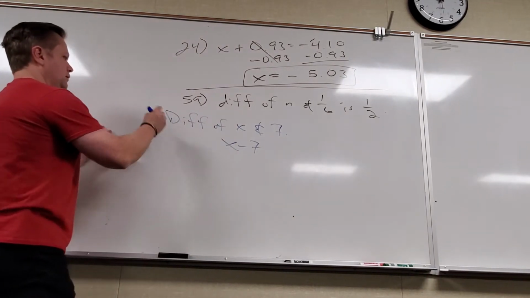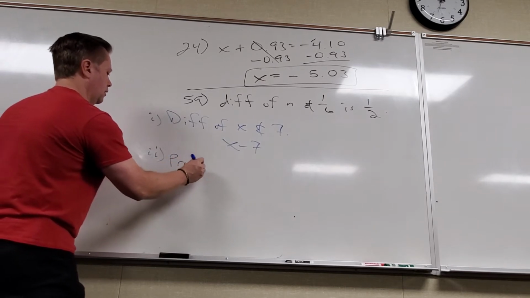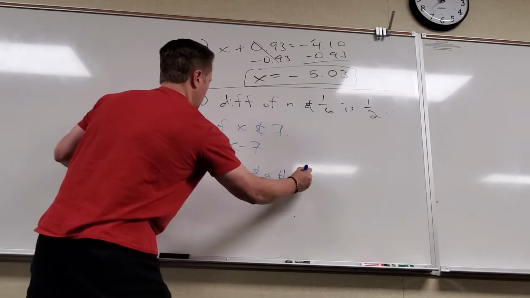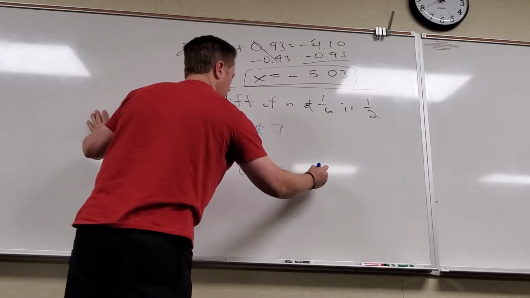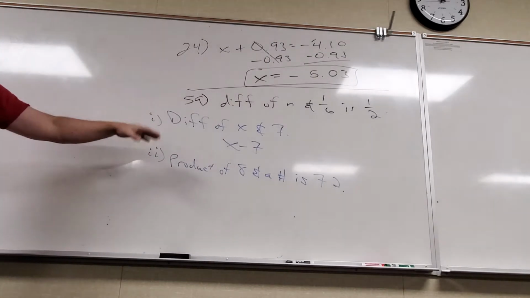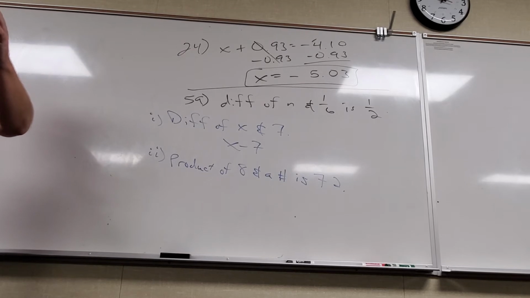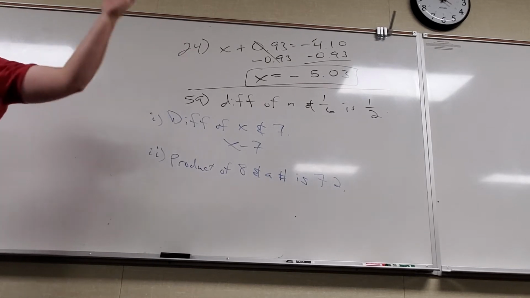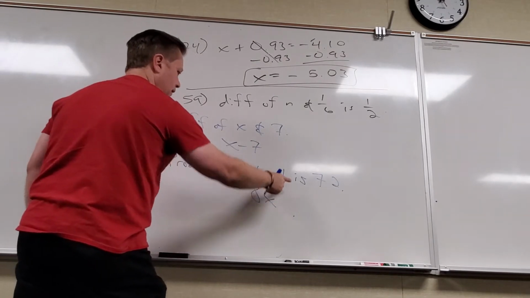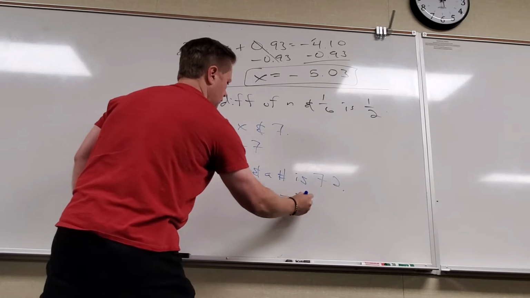What if I said the product of 8 and a number is 72? The product of 8 and a number, how do I write that? 8x. You can use your favorite letter, doesn't matter, because it just says a number. 8x equals 72, is that cool?